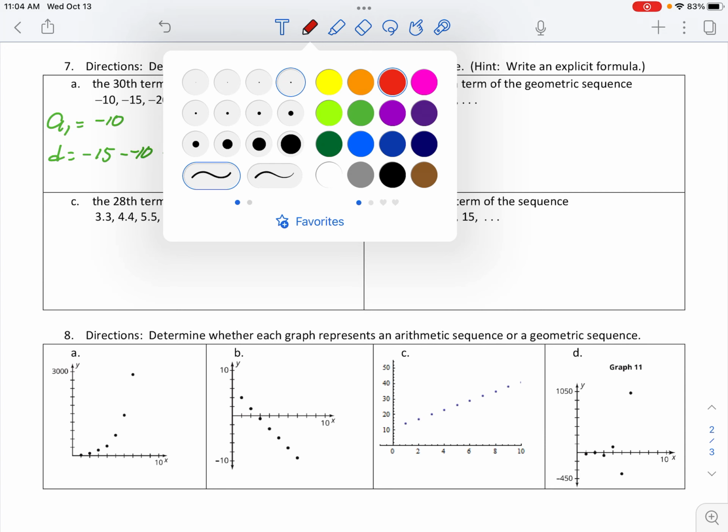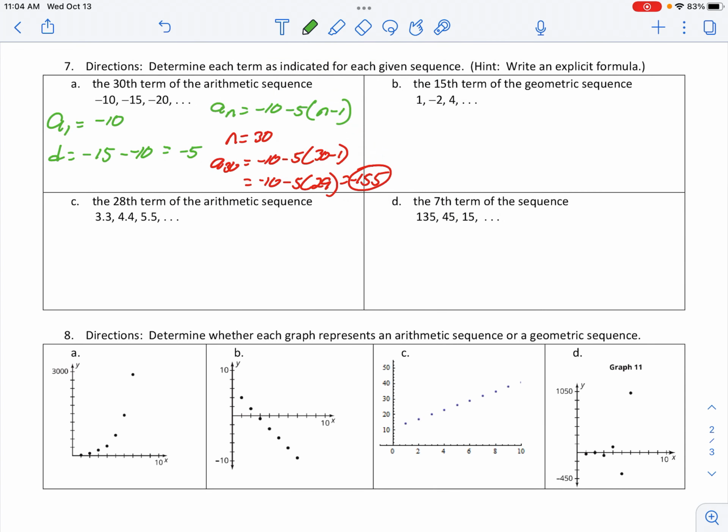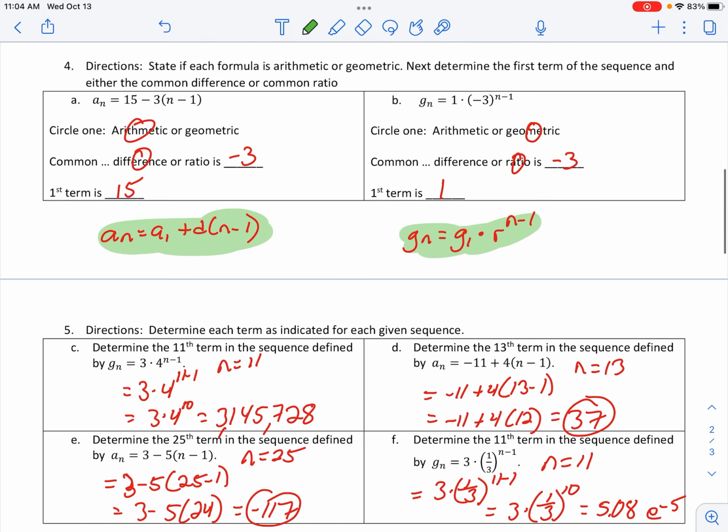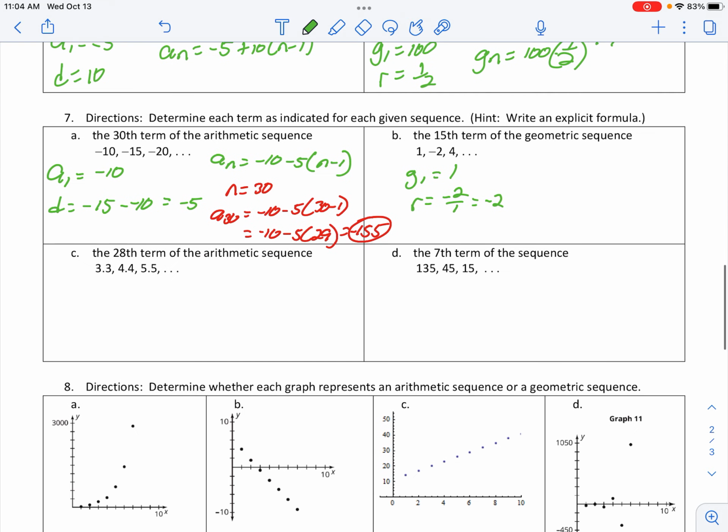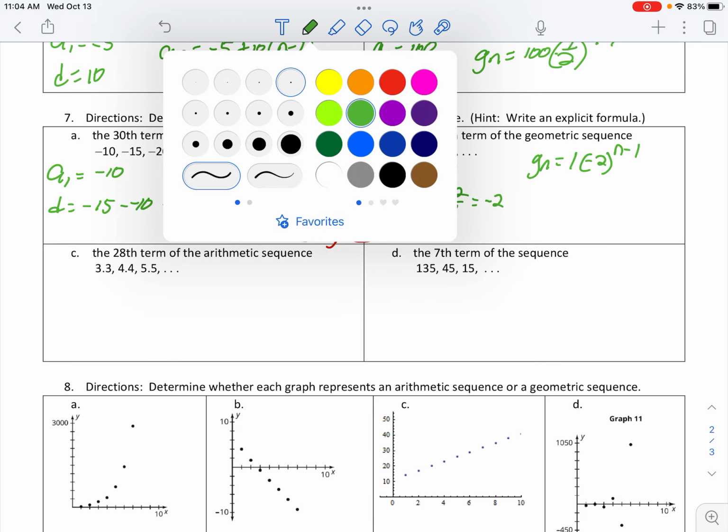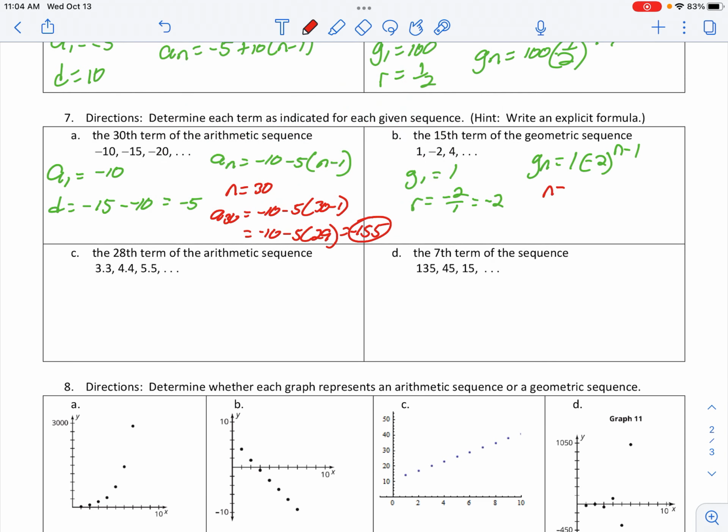Letter B, I'm doing the same thing, but in letter B, it says it's a geometric sequence. Got to know what the first term is. Got to know what the common ratio is. To calculate that common ratio, it's the second term divided by the first term. Common ratio is -2. I'm using my geometric formula. First term, because the common ratio is negative, I put that in parentheses. That's what I want to use. Now, n is 15.